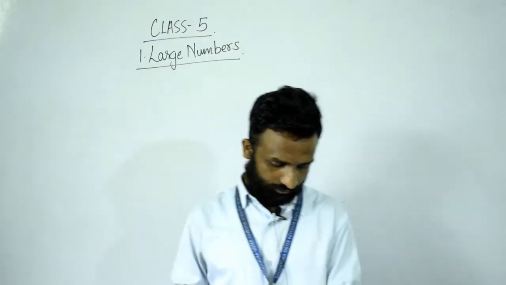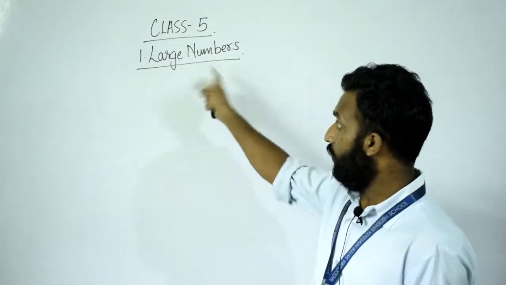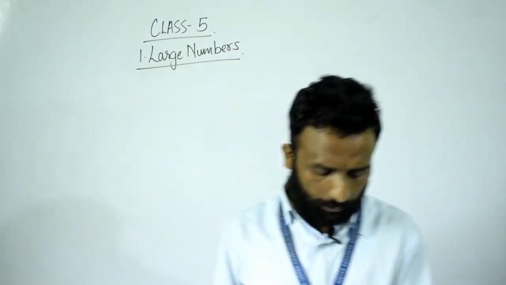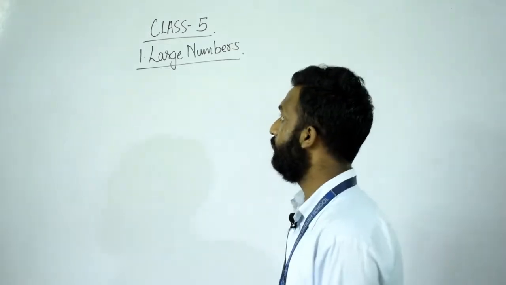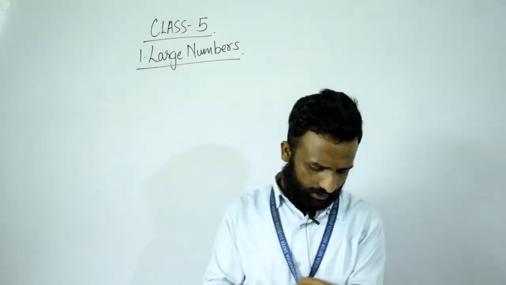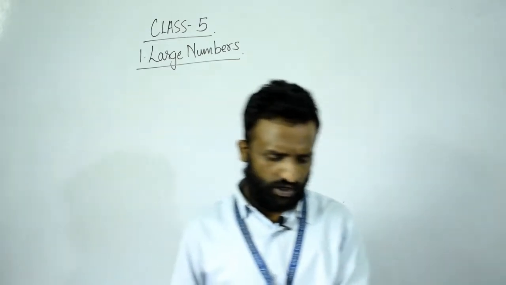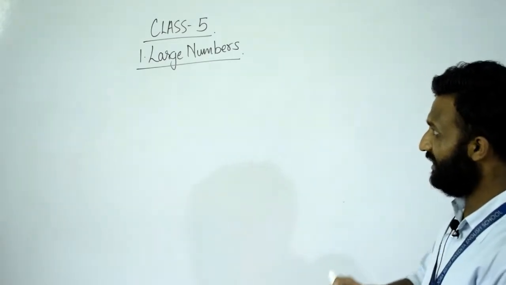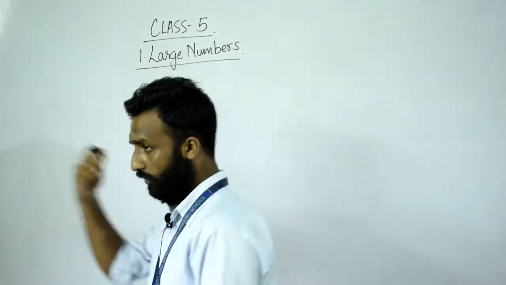Hello students. As you have done the exercise till 1.6, today we will do exercise 1.7 from the first chapter, Last Numbers. In exercise 1.7 we have the rounding of the numbers. As you have done in the lower classes also, we'll do a short recap to understand how to do the rounding up of the numbers.